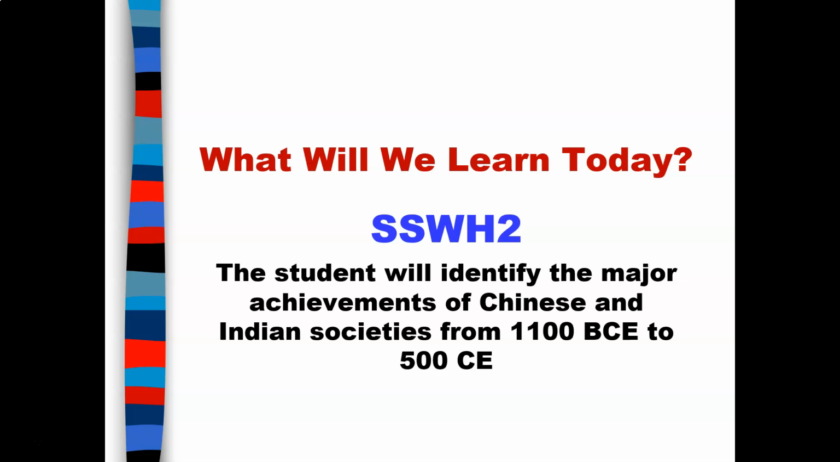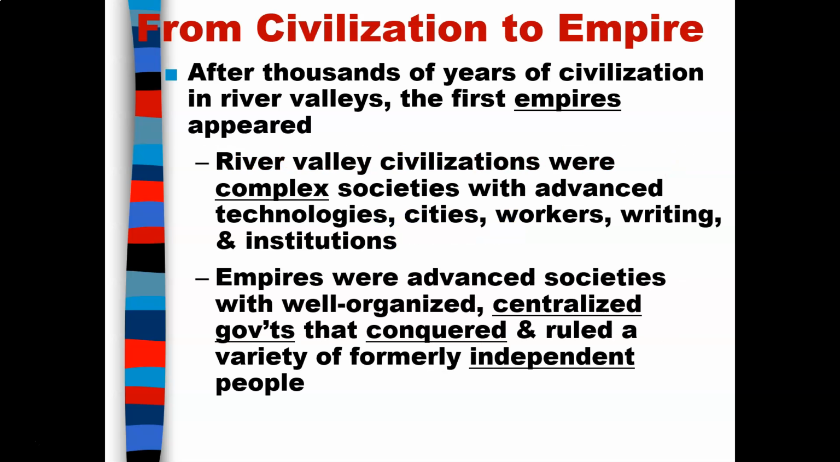But what will we learn today? Today we're going to identify the major achievements of Chinese and Indian societies from 1100 BCE all the way to the year 500 CE. But let's look at different concepts here. In this case, from civilizations to empires.